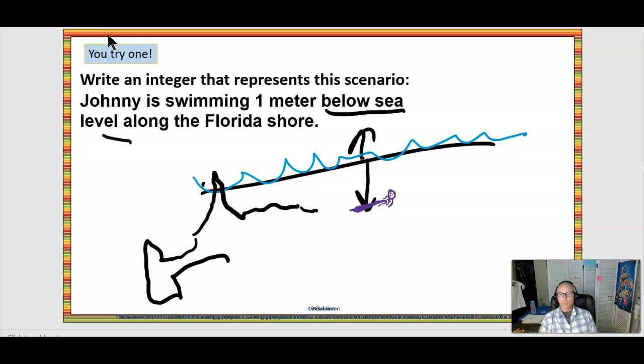I'm not doing the best job of drawing this thing. It doesn't look like a shark, does it? It's supposed to be a shark. Gosh.